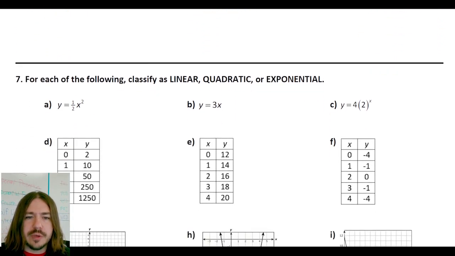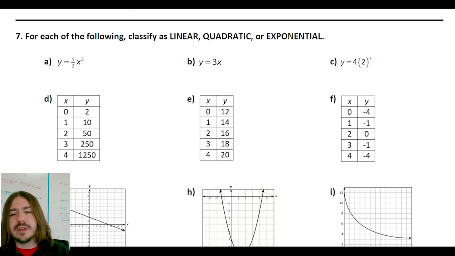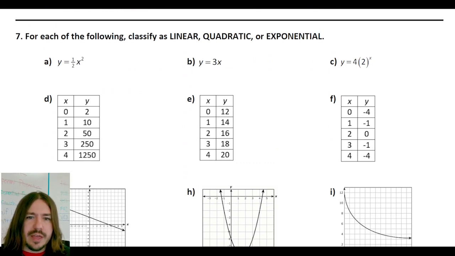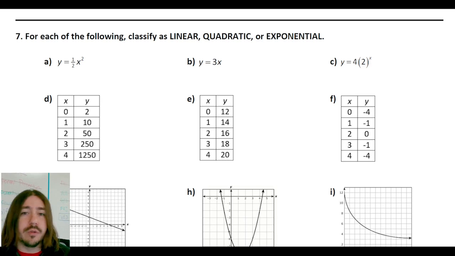It says for each of the following, classify them as either being linear, quadratic, or exponential. I'm just going to run through these and explain how I know what it is. For the equations, if you have something that's x squared, and 2 is the largest degree that you have, then that's going to be a quadratic. That is not going to be exponential. In order to be exponential, you need the x, or whatever variable you have, to be in the exponent.